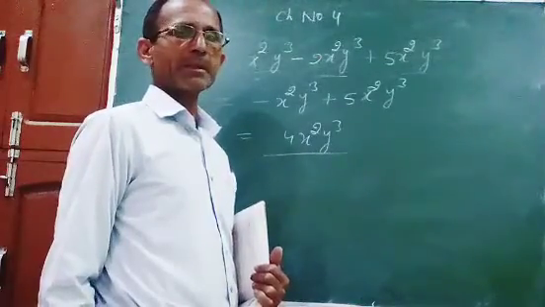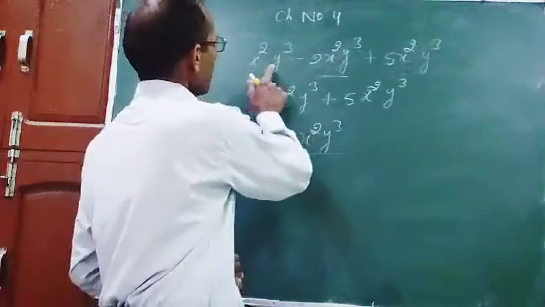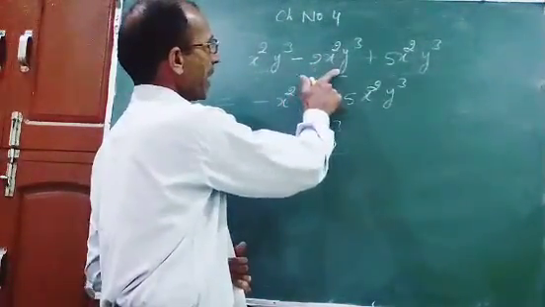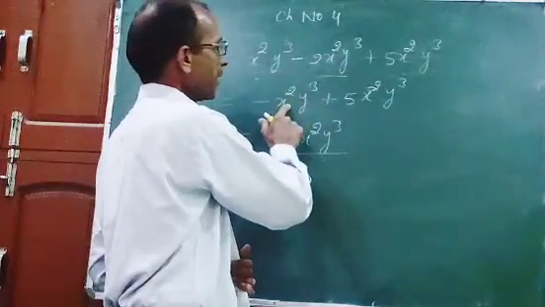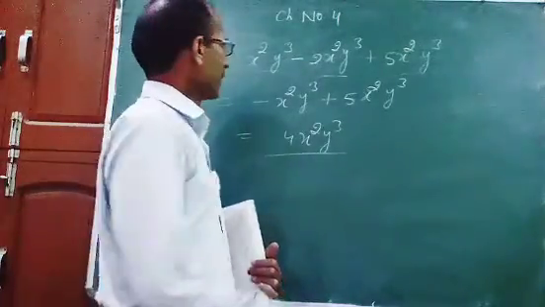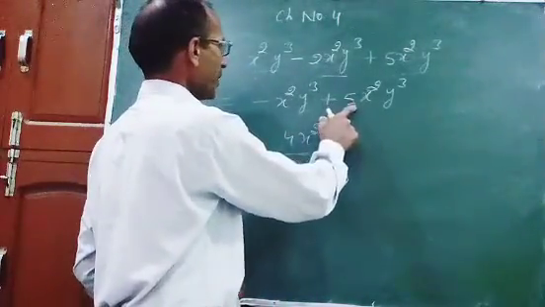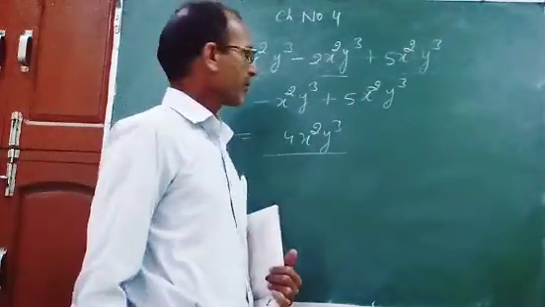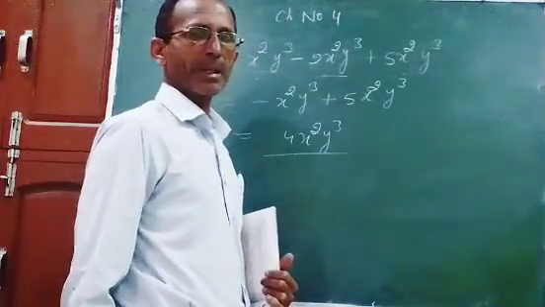Once again I am repeating, students. x square y cube minus 2x square y cube plus, minus, so it will be minus x square y cube plus 5x square y cube. Minus 1 plus 5, so it will be 4x square y cube. Understood?